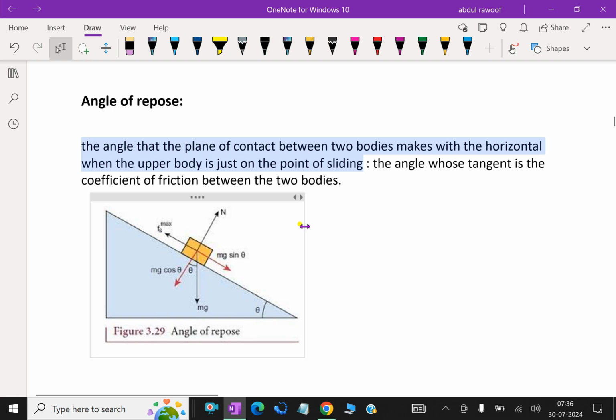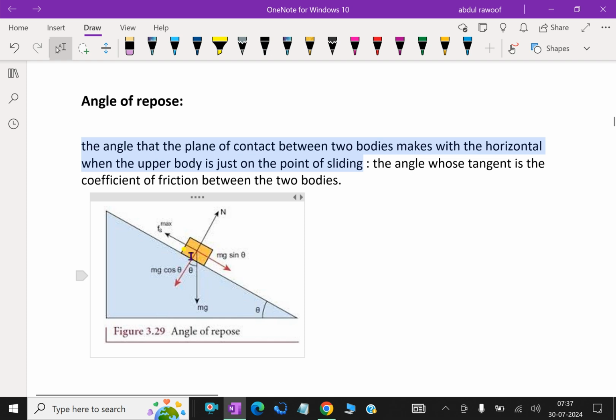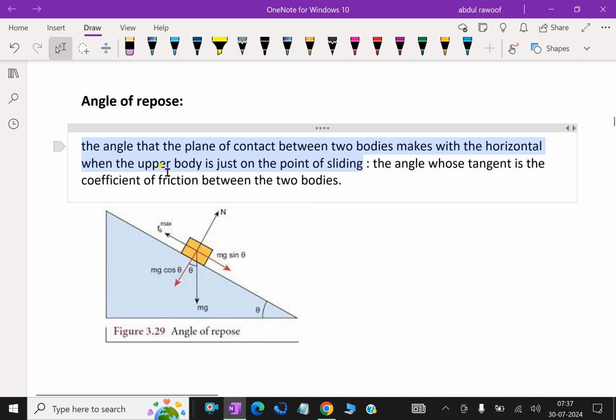Angle of repose. The angle of repose is the angle that the plane of contact between two bodies makes with the horizontal when the upper body is just on the point of sliding. Here, suppose by frictional force it stops here. The angle at which it just wants to slide down is the angle of repose. It is the angle whose tangent is the coefficient of friction between the two bodies.